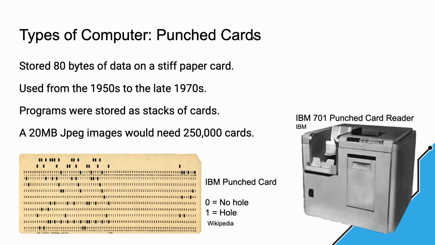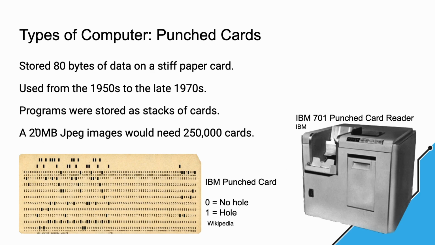Following on from the Jacquard loom, something that survived from it were things called punched cards. These were pieces of stiff card that could store 80 bytes of data on each of the cards, and they were used in computers from the 50s to the late 70s. So programs were basically stored as stacks of cards. You would use a machine like this IBM punch card reader to read these stacks of cards into the computer. And this card reader shown on the right was actually bigger than a washing machine.